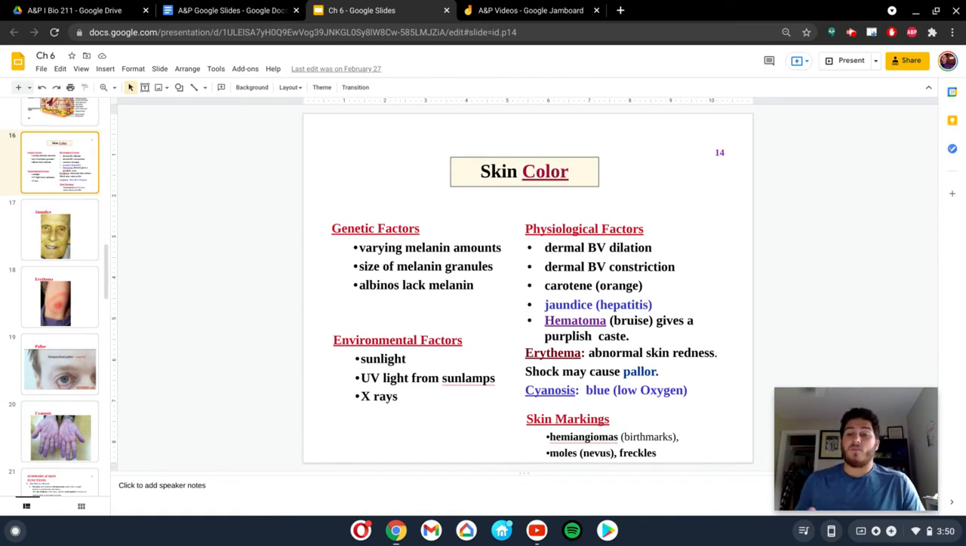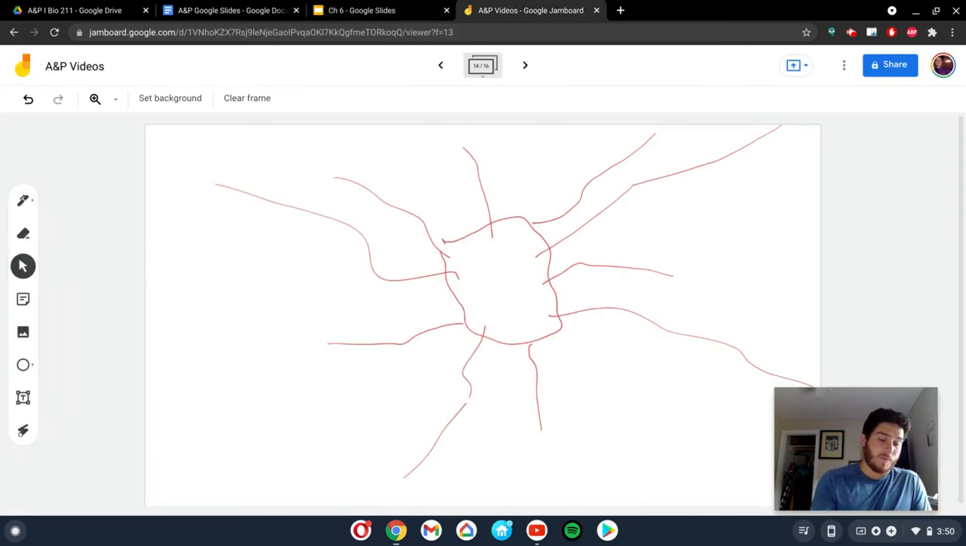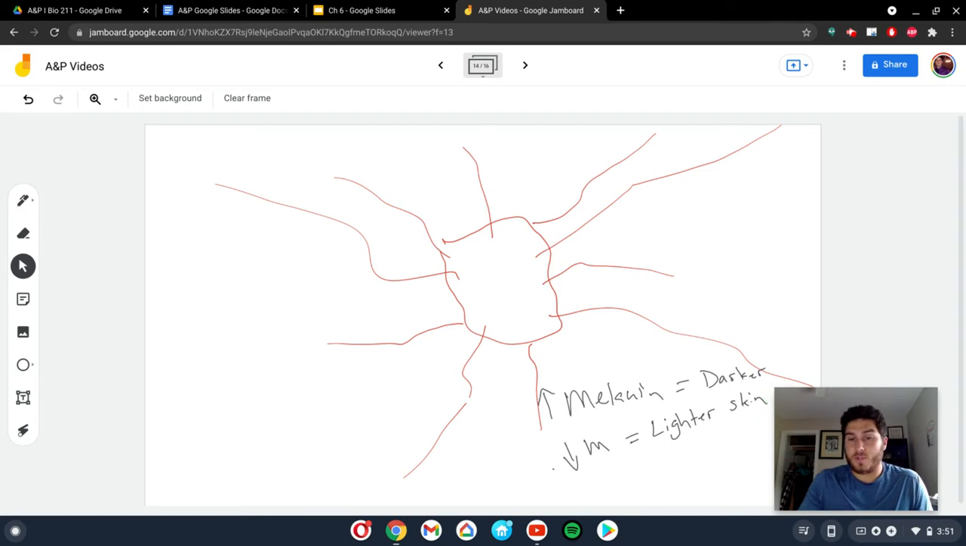So if you have more melanin, again, I apologize for my poor drawing. If you have more of it, that's going to be darker skin. So more pigment, darker skin. If you have less, you're going to have lighter skin. And that's really the difference between paler skin and darker skin.